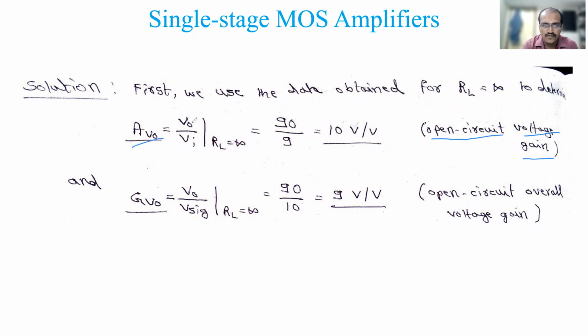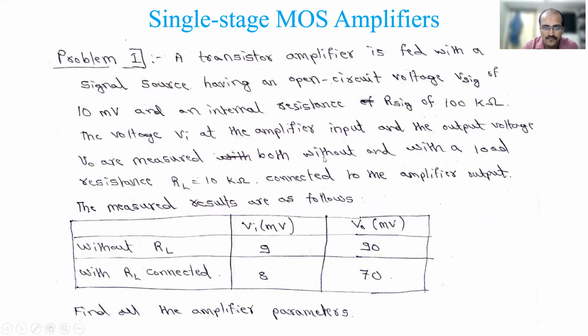Yesterday we wrote a set of relationships. From there, it is written as V naught by Vi when RL is equal to infinity, which means RL is not connected. So now refer to the table when RL is not connected. What is the value? I will show you just once, so keep it in mind. This is without RL, meaning RL equal to infinity.